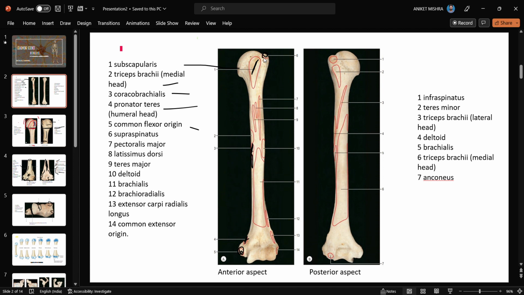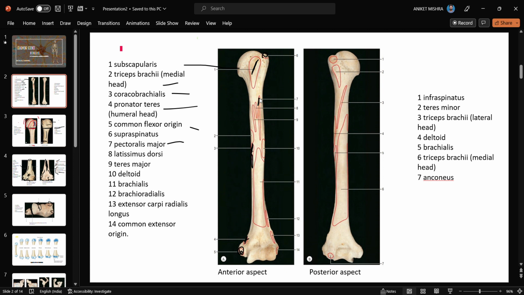When we look at the muscle pectoralis major, this is the part for the pectoralis major. So we see that the pectoralis major is going to insert onto the lateral lip of the intertubercular sulcus.